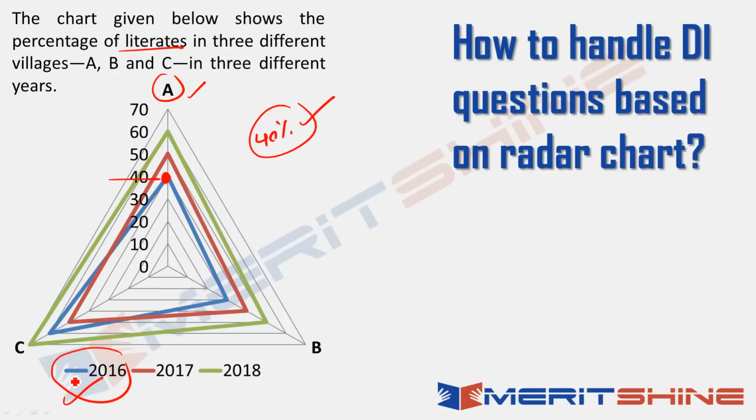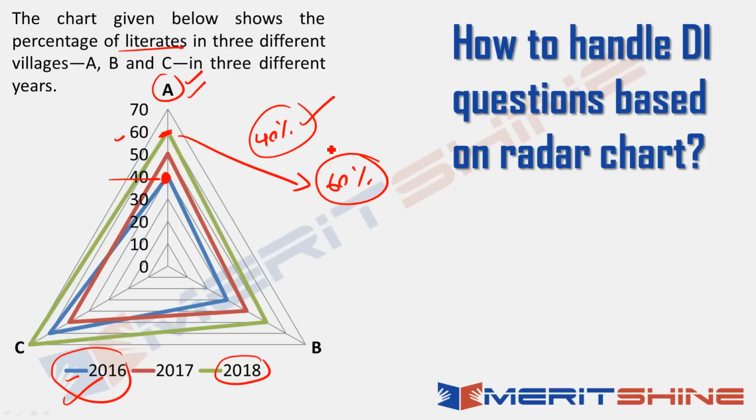Why 2016? Because this is blue. If I take this green one, that is 2018. So village A in 2018, what percentage of people would be literate? It will be this 60. Isn't it simple? There is absolutely nothing in it.